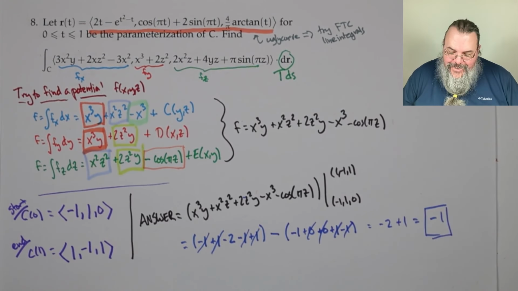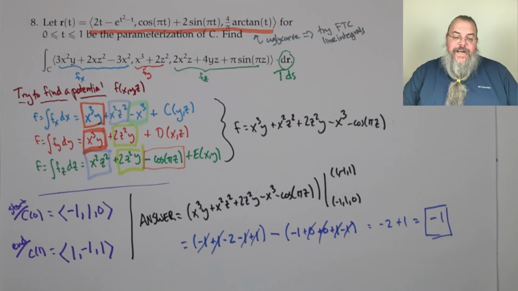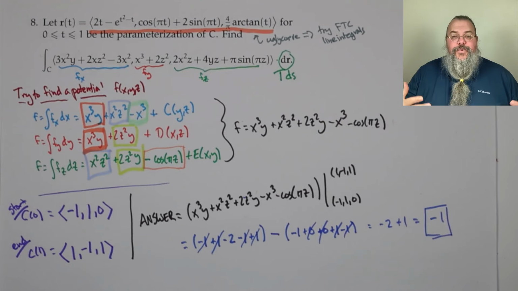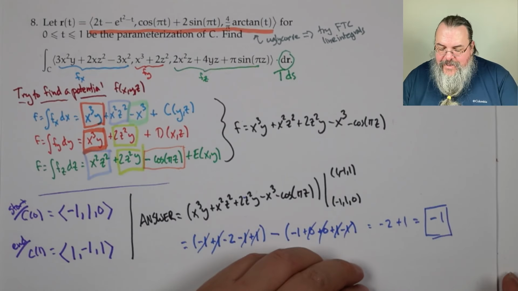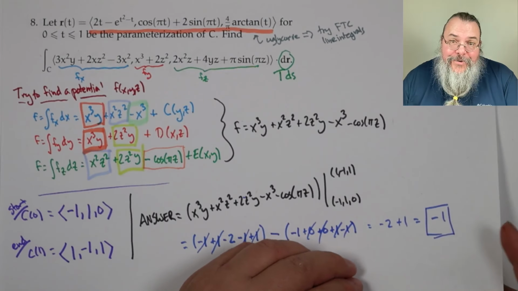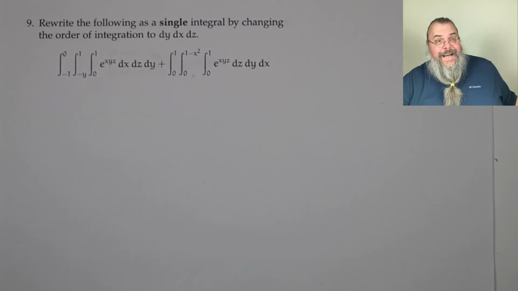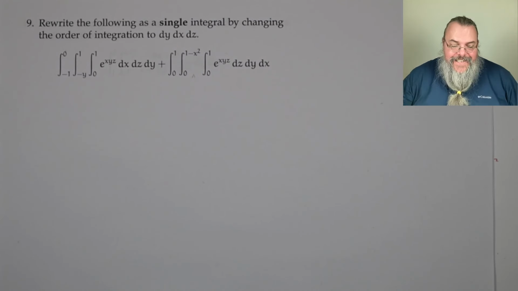A lot of work to get to a minus 1, but, you know, it's the process. The process, that's what we're testing on. So you want to make sure you get the processes down correctly. All right, that brings us up to number 9.